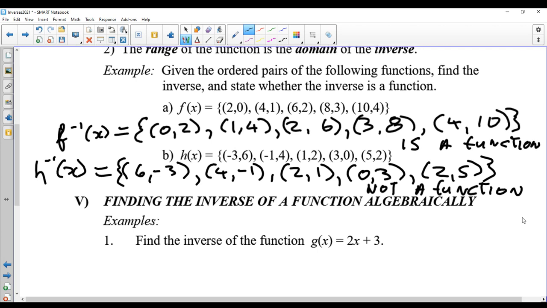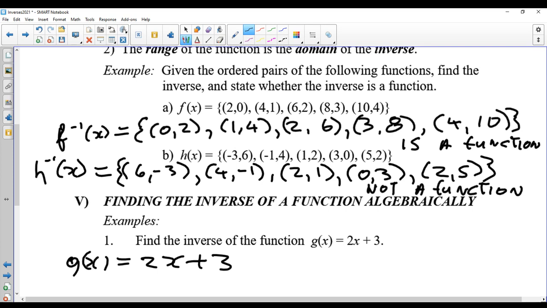Finding the inverse of a function algebraically. So I mentioned this before. You can actually find the inverse without using a table of values. It's a very simple process. Let's take this g of x function. So g of x is equal to 2x plus 3. Remember now, anything I put in this g of x function gives me some kind of output. I put a 6 in, I get some number. 6 times 2 is 12 plus 3 is 15.